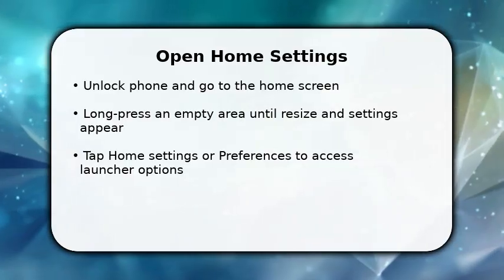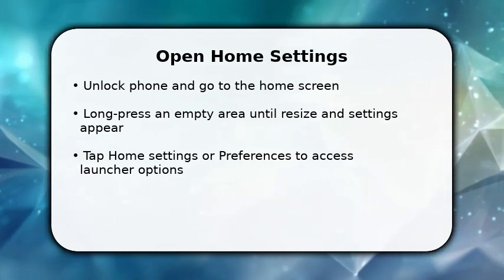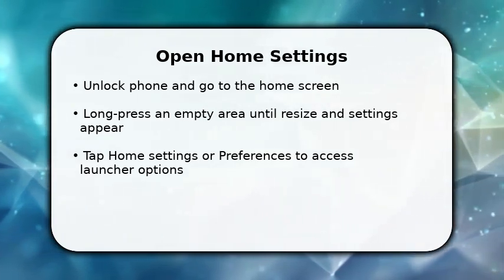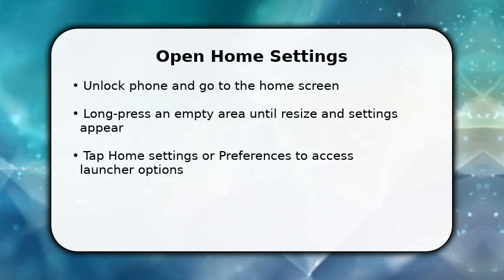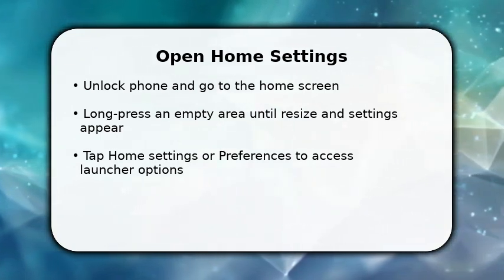You start on the Realme home screen. Long press a blank area to open the launcher controls. Once the grid and options appear, choose Home Settings or Preferences to enter launcher configuration.